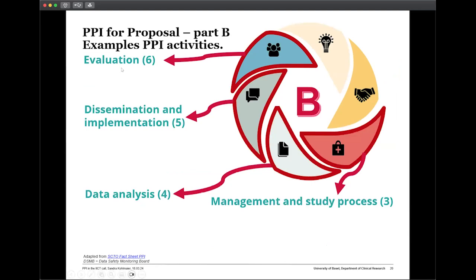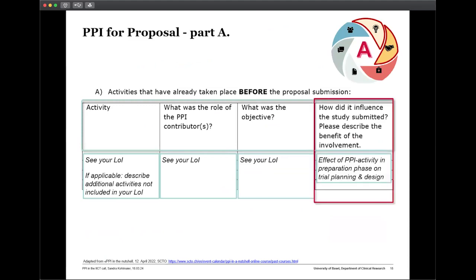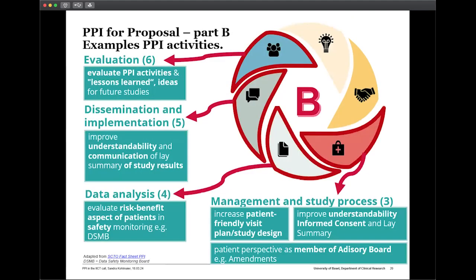Yes, and if you now ask, okay, in part B, what can be some examples for PPI activities during and after the trial? Here you have some examples. It's just some examples, nothing more. There are so many other possible PPI activities that you can think of. But for example, in the management and study process, you can think about maybe improving the informed consent. You can maybe find out that the recruitment is not going well. You might, together with the PPI contributors, find out ways to increase this, and maybe one of them might be to improve the informed consent process.